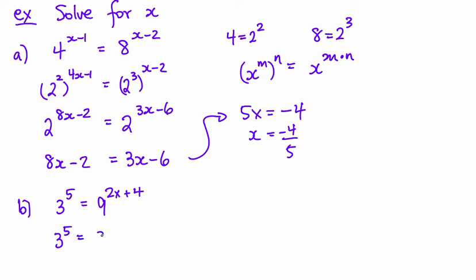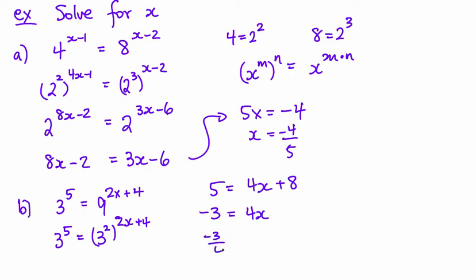3 to the 5th is equal to 3 squared to the 2x plus 4. That means 5 would have to be the same as 4x plus 8. Or 4x would have to be the same as negative 3. And so x would be negative 3/4.